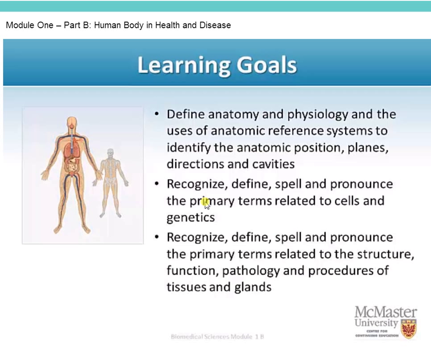By the end of Module 1b, you should be able to define anatomy and physiology and the uses of anatomic reference systems to identify the anatomic position, planes, directions, and cavities. You should be able to recognize, define, spell, and pronounce the primary terms related to cells and genetics, and to the structure, function, pathology, and procedures of tissues and glands.